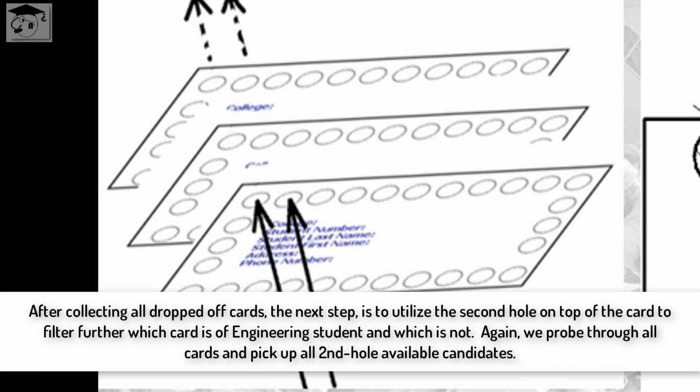After collecting all dropped off cards, the next step is to utilize the second hole on top of the card to filter further which card is of engineering student and which is not. Again, we probe through all cards and pick up all second hole available candidates.